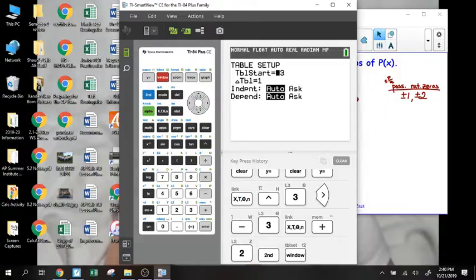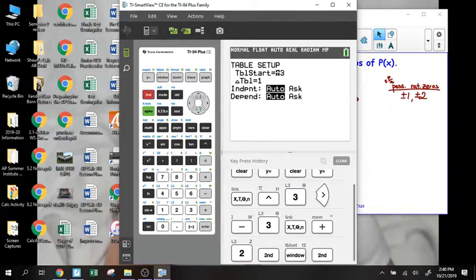Where it says table start, that doesn't really matter. If you're way away from 0, like out at 35 or something, you might want to put that back closer to 0. But once you're there, you can arrow up and down and check whatever numbers you want. And you want it set to auto for independent and dependent variables on that, okay? You don't need to check that every time, but if your table gets messed up, that's where we fix it.